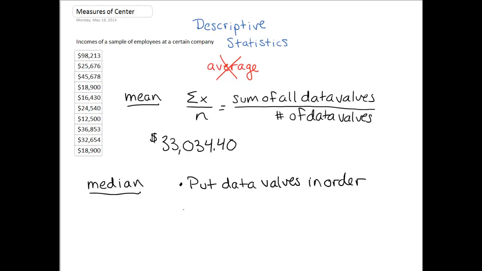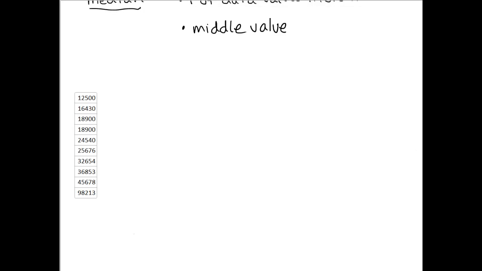So we want to put them all in order, and then we're really looking for the middle value. The median is the value that's right in the middle once we put our data in order. I have the data put in order here, and again, you can just do this by hand since we only have 10 values. You'll notice that because we have an even number of values, there really isn't a middle value. Right in the center would be between value 5 and value 6.